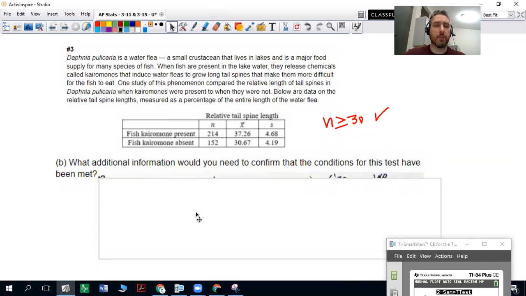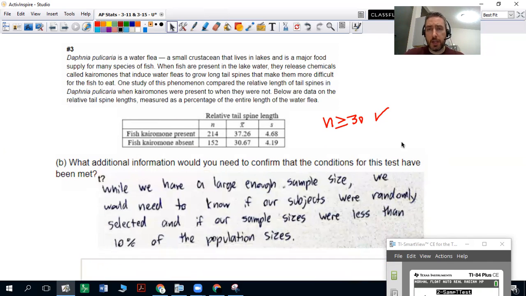So here's what we got going on. We have a large enough sample size, so we got that, but we need to know if our subjects were randomly selected and if our sample sizes were less than 10% of the population sizes. Probably have been met since the previous problem said they were met, but we would need to know that random, and then we'd have to meet the 10% condition in order for us to proceed.